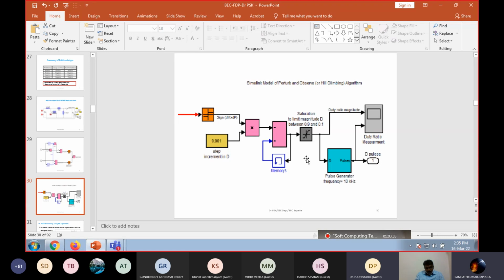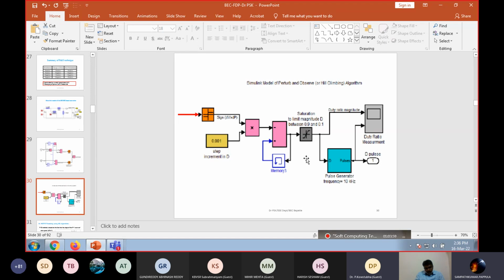So the duty ratio is to vary from 0 to 0.5, and it will act as the buck converter. If the duty ratio varies from 0.5 to 0.9, it will act as the boost converter. So here our buck-boost converter is operated between 0.5 and 0.9 only. So we need to observe that point also here.